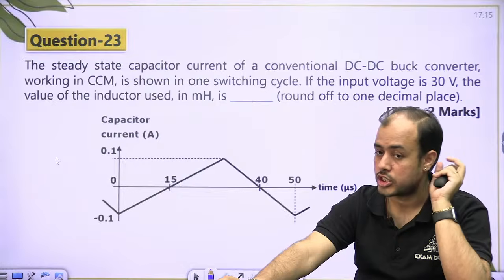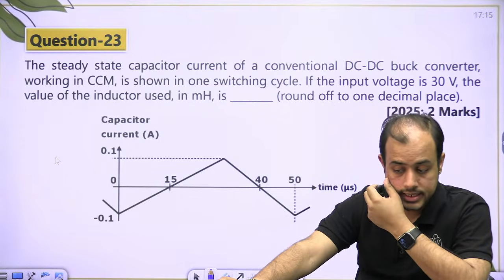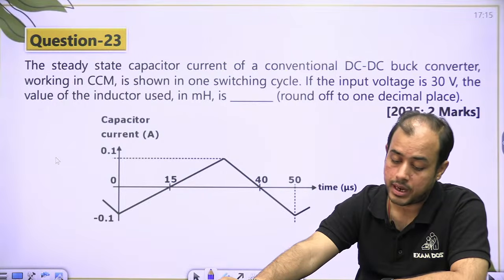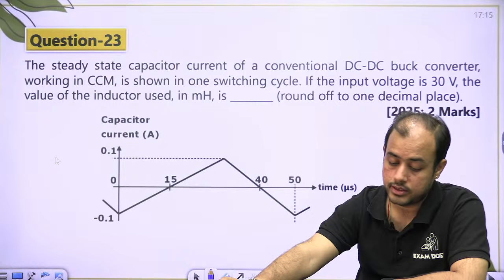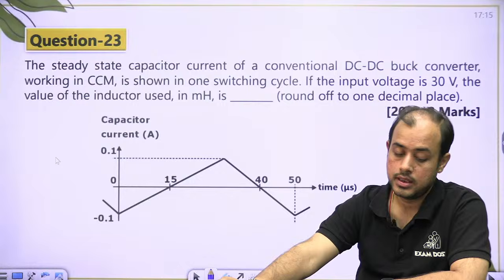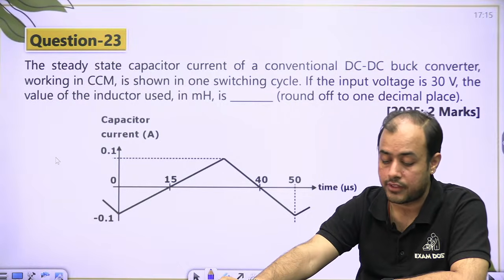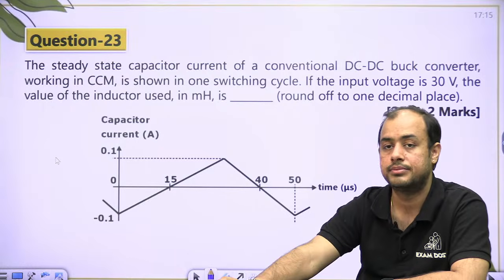So last question of chopper, then I will move to inverter. The steady state capacitor current of a buck converter is given. If input voltage is 30, what is the value of inductor used?